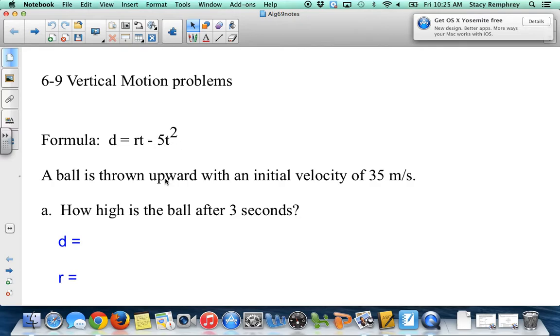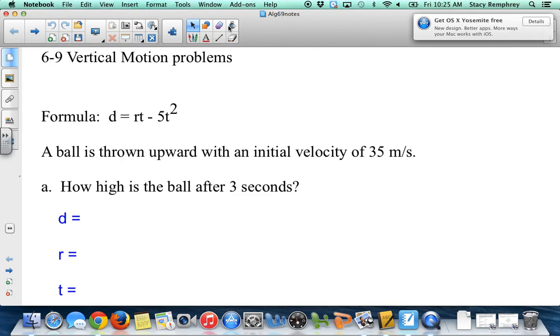The formula we're going to use is d equals rt minus 5t squared. This is vertical motion, so it's not the horizontal motion you know about from before. It's talking about when something goes up in the air. The subtraction is coming in because the ball has to come back down.